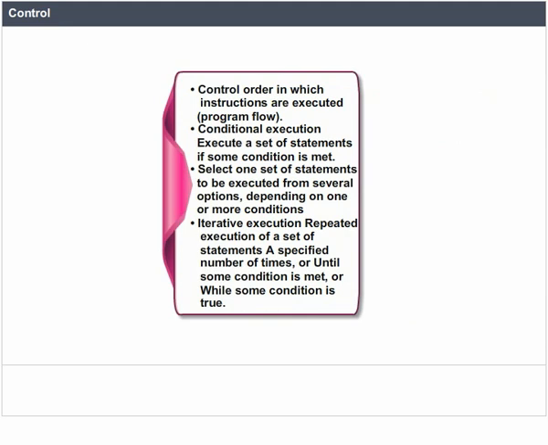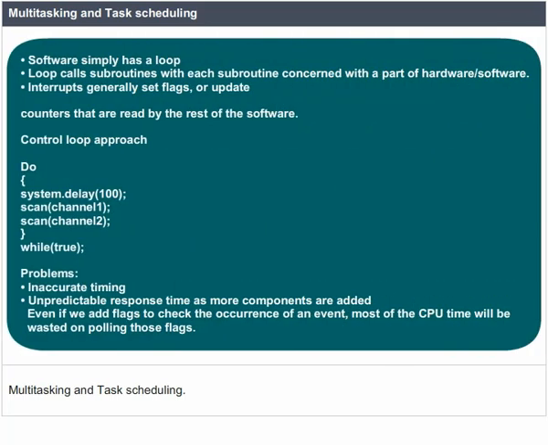Iterative execution. Repeated execution of a set of statements, a specified number of times or until some condition is met or while some condition is true. Multitasking and task scheduling. Software simply has a loop. Loop calls subroutines with each subroutine concerned with a part of hardware or software. Interrupts generally set flags or update counters that are read by the rest of the software.